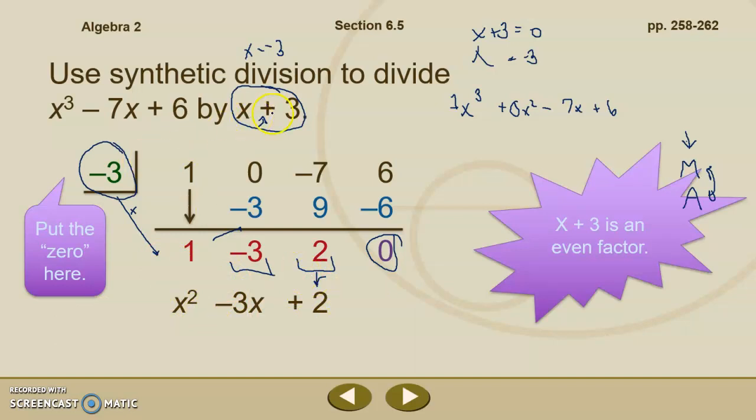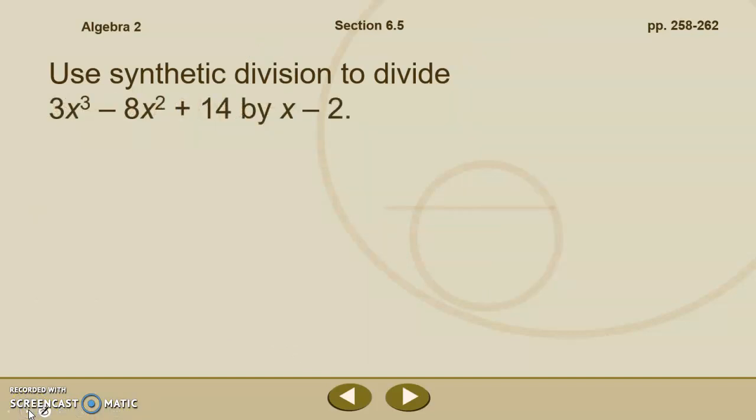We can see that x plus 3 is a factor because we had a remainder of 0, just like before in long division. If we have a remainder of 0, it is a factor. And after we factor out x plus 3, we're left with this depressed polynomial, x squared minus 3x plus 2. All right, let's try to use synthetic division to divide 3x cubed minus 8x squared plus 14 by x minus 2.